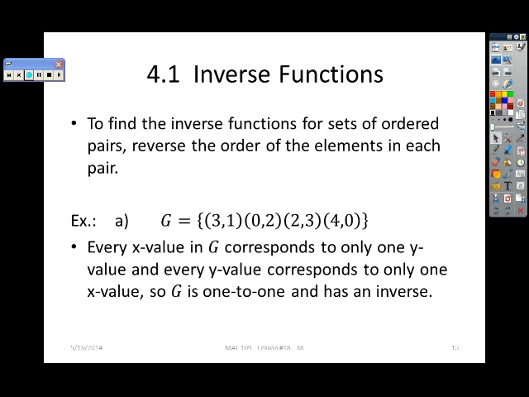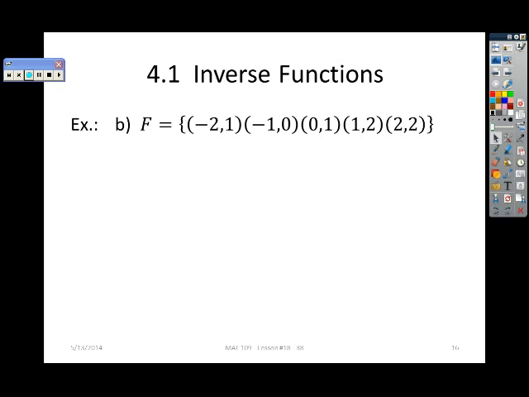The inverse of that is to switch the pair. So instead of 3, 1, I'll get 1, 3. Instead of 0, 2, I'll get 2, 0. So just in every pair, switch the order. And this is the inverse. And notice it's written as g inverse of the numbers. So the inverse of a set of ordered pairs is just switch the order of the numbers in the pair. Very simple. Here's another one, f.